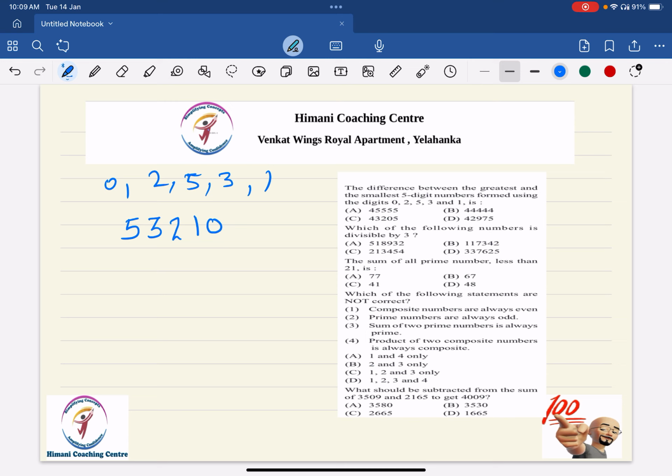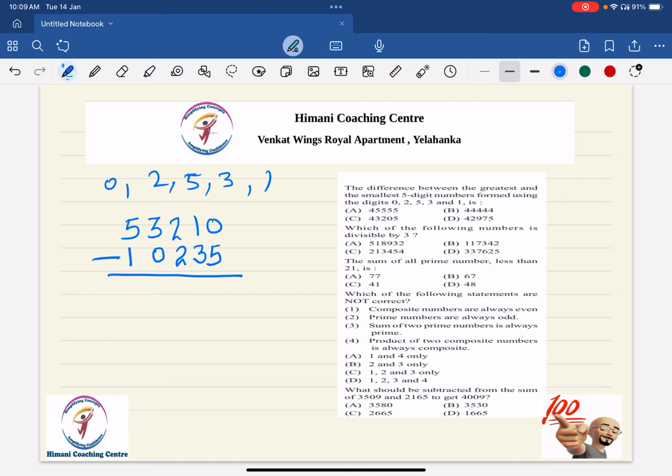Now the smallest 5-digit number would be what? See, we cannot put 0 because if we put 0 in the front, then it becomes a 4-digit number. So we will have to do what? Put 1, then 0, then we have 2, then what should we do? 3, and then 5. So now we have to find the difference.